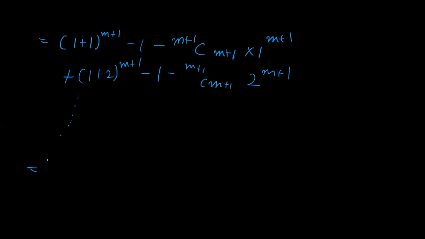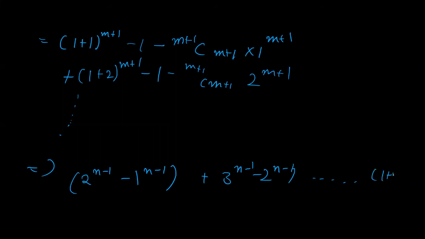So from here, if you solve, just accommodate these terms. You get 2 to the power n minus 1 minus 1 to the power n minus 1. You're substituting the value everywhere. From the next term, we will get 3 to the power n minus 1 minus 2 to the power n minus 1. And this will go on till the nth term, that will be 1 plus n to the power n plus 1.